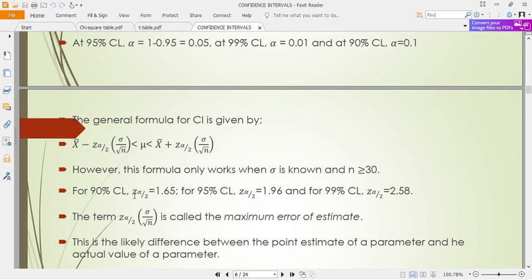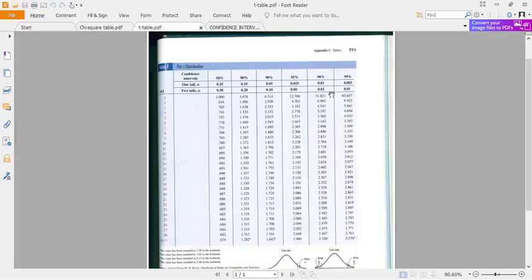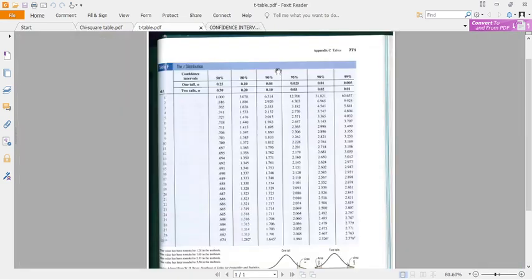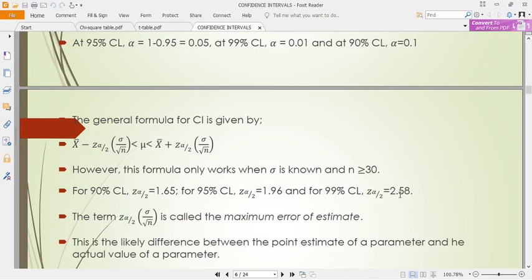So going back, at 90%, if I open my table, here is the 90% confidence interval. The value of Z alpha over 2 is 1.645. So 1.65, we rounded off. Then at 95%, Z alpha over 2 is 1.96. Then at 99%, Z alpha over 2 is 2.576. 2.58, still we rounded off.